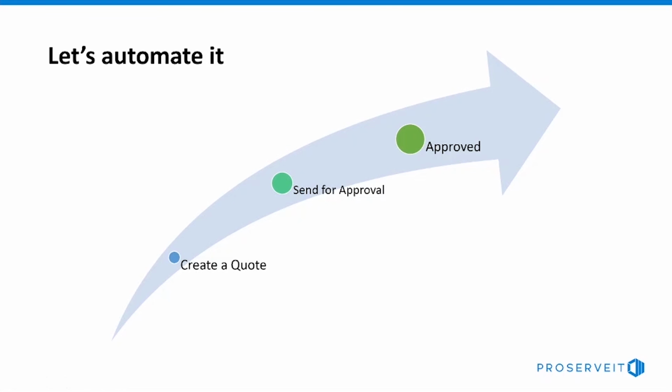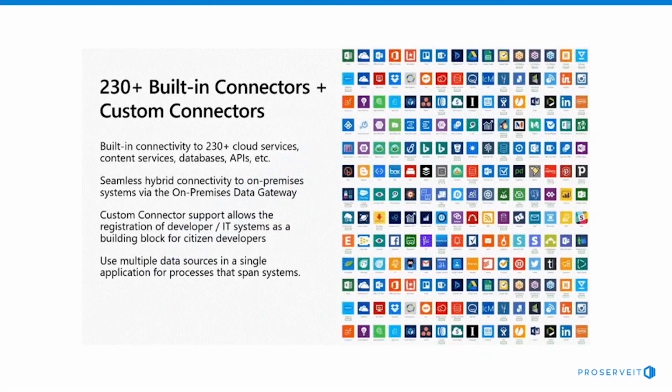But what if some of the components I want in between are not Microsoft products? That's a great thing about automation. It doesn't have to be Microsoft specific products. It could be something like Salesforce. Maybe instead of it going into SharePoint, the quote can go directly into Salesforce and we can change some of the fields within Salesforce. You can see there are over 230 built-in connectors, but on top of that, we can even create custom connectors.